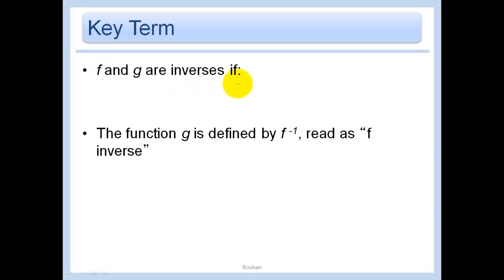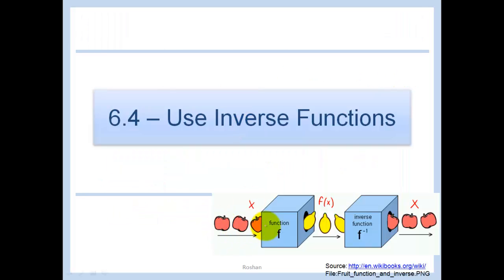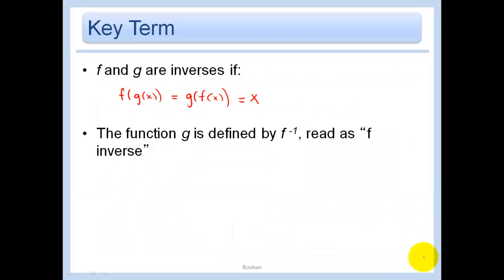So f and g are inverses if f of g of x, or you could also do g of f of x, pops out just x itself. So let's look back at our illustration. So you put an input into the f machine. You get out the lemons. And then you put that into the inverse machine. You should get back out the original thing. So again, I'm just saying in this one that f and g are inverses if when you put it into one machine and then you put it into the second machine, you pop out an x. And you can do it in either order.